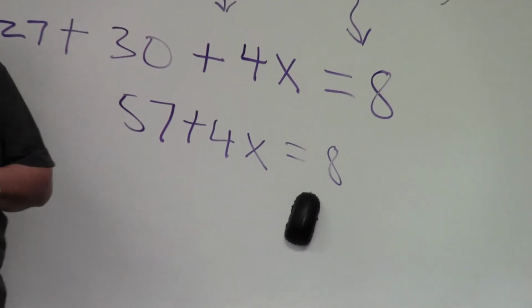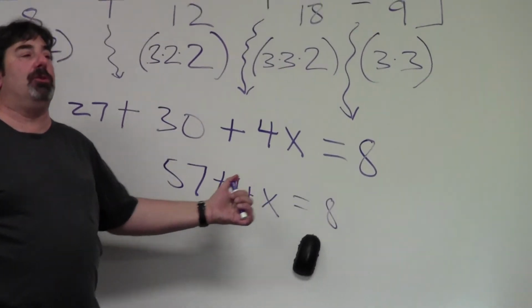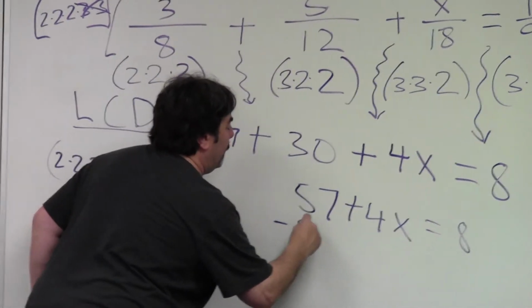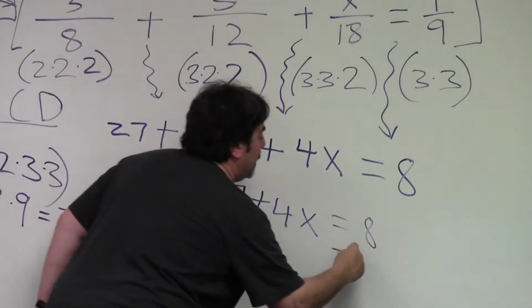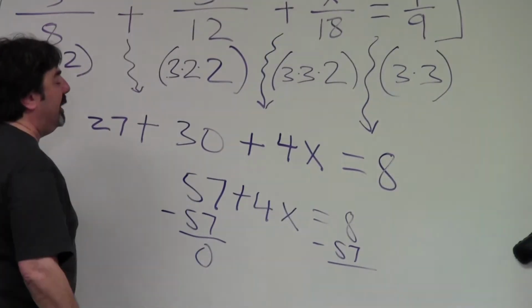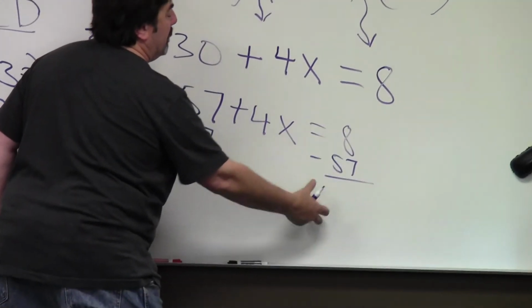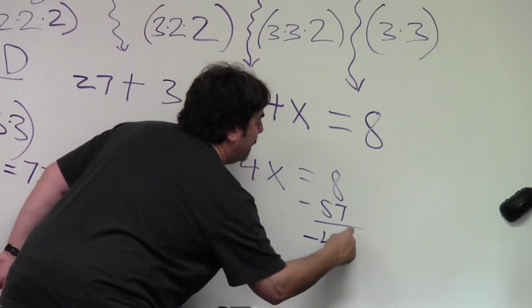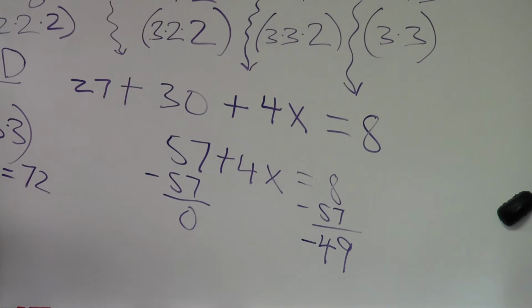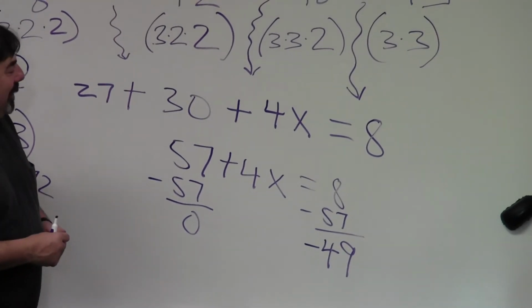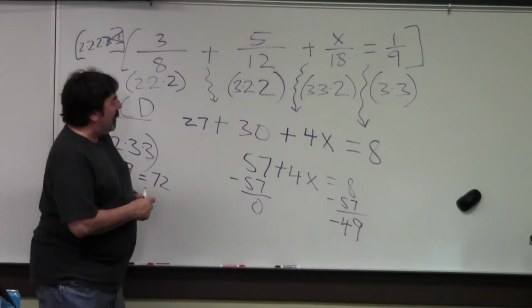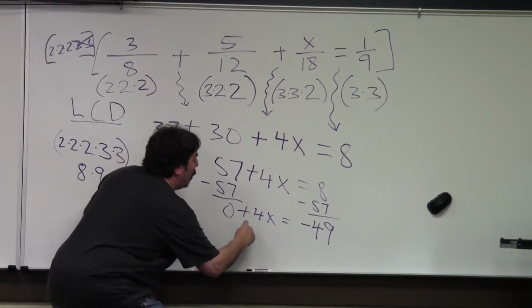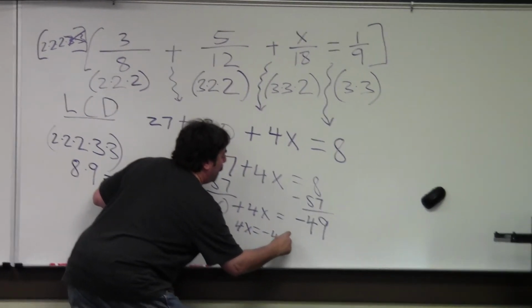Now we want to get our x term alone on the left side of the equation. So we have to subtract the 57 from both sides. Whatever we do to one side, we do to the other side to maintain our equality. On the right side, we have 8 minus 57. If I whip out my calculator, I get negative 49, maybe. Anyways, yeah, that looks good. Now we have 0 plus 4x equals negative 49, or 4x equals negative 49.